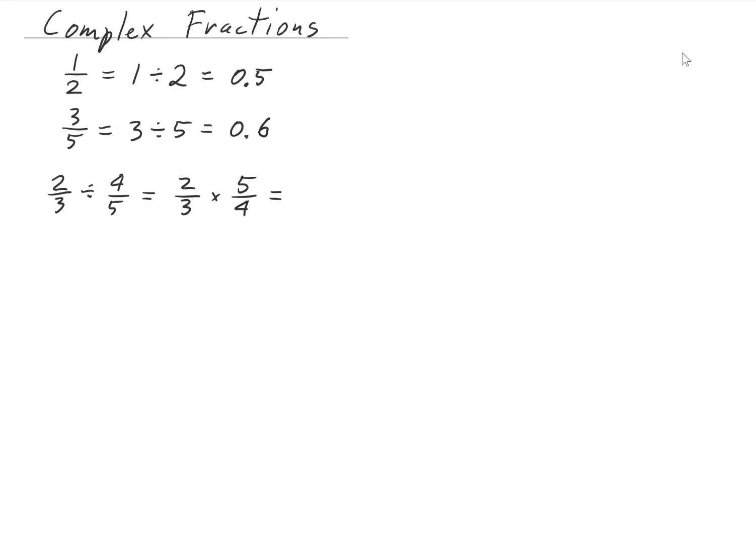And the way you multiply fractions is you multiply the top numbers and you multiply the bottom numbers. Oops. That's not a 12, that's a 4. And on top you get 10, on the bottom 12. And of course that reduces to 5/6. That's how you divide fractions.